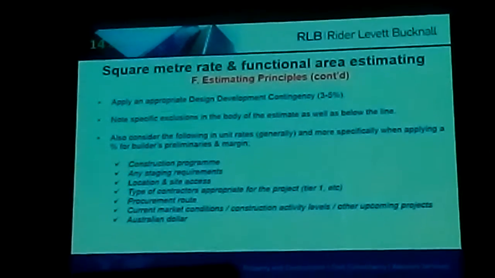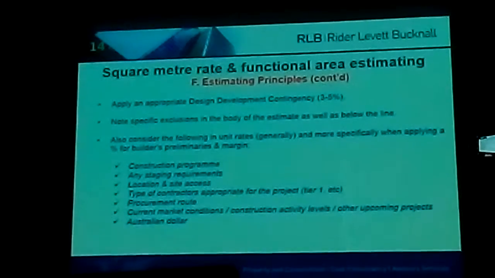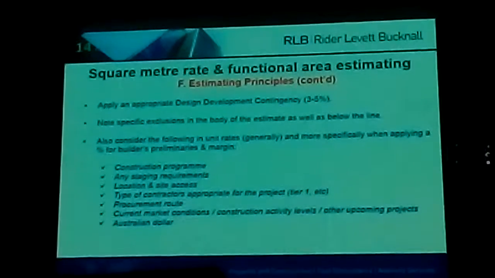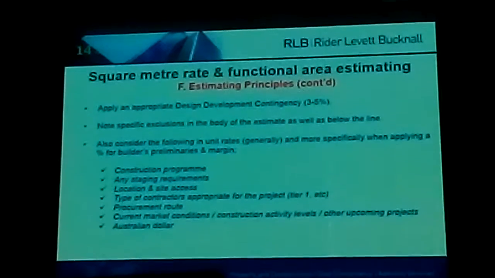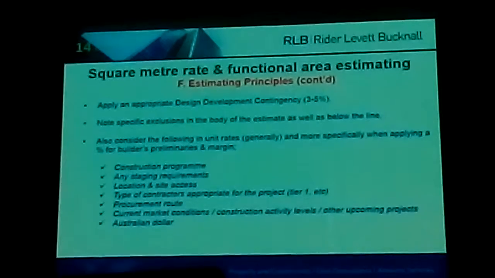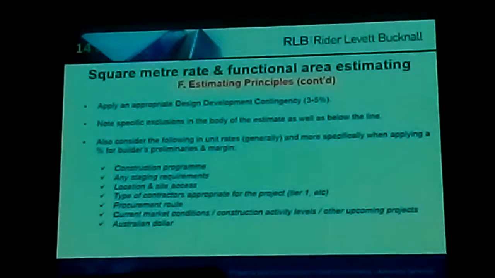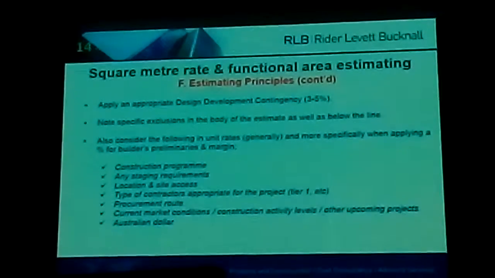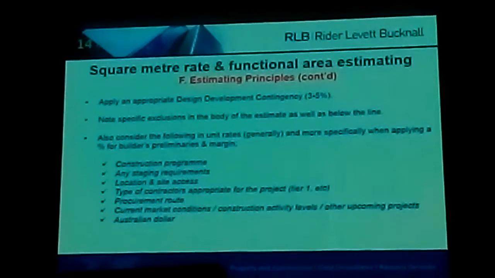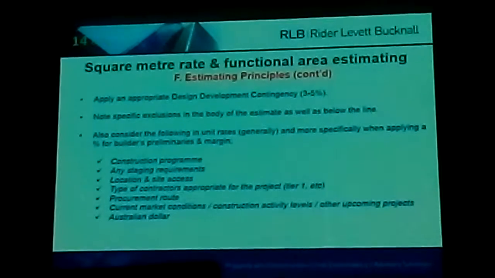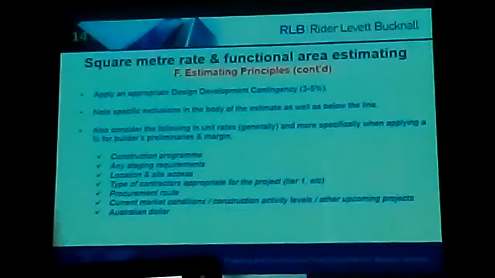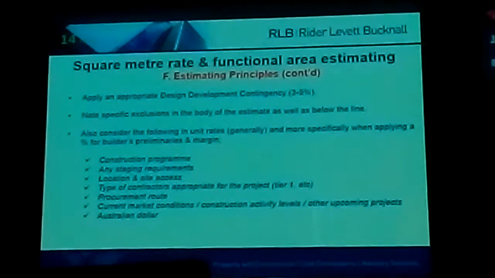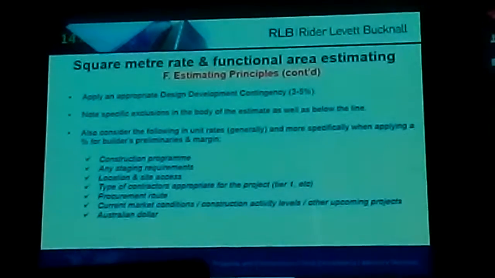The trade cost has now been completed, so now you need to apply an appropriate design development contingency. We also need to note specific exclusions in the body of the estimate as well as below the line. Some of the items in the body of the estimate might include rock excavation, contamination removal, and works outside the site boundary. Below the line items may be design fees, other fees, escalation, FF&E, and project contingency.